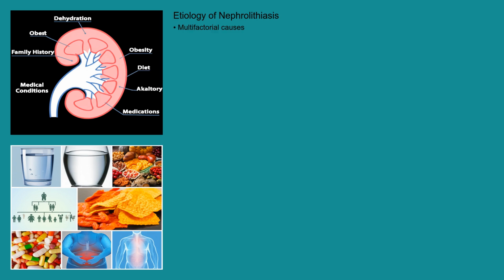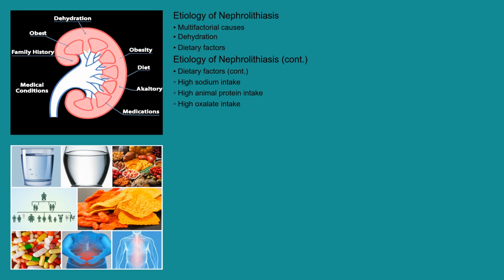The etiology of nephrolithiasis is often multifactorial. Factors contributing to kidney stone formation include dehydration, dietary imbalances such as high intake of sodium, animal protein, and oxalate-rich foods, obesity, certain medical conditions like hyperparathyroidism and renal tubular acidosis, and a family history of kidney stones. Certain medications and supplements can also increase the risk.